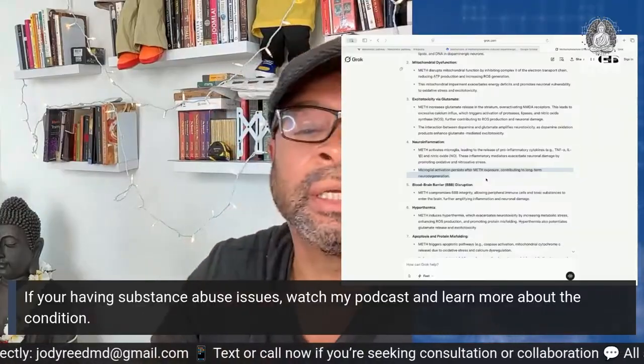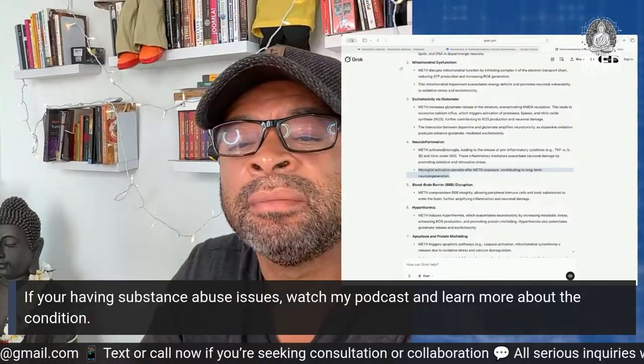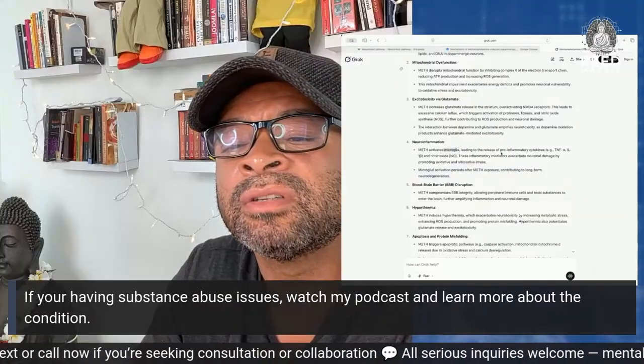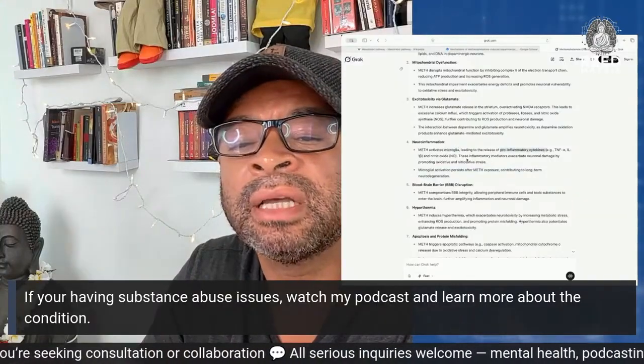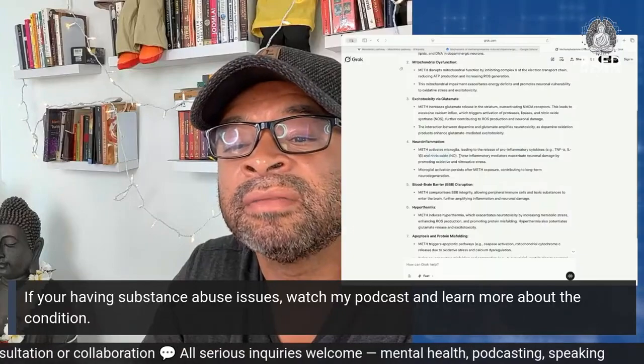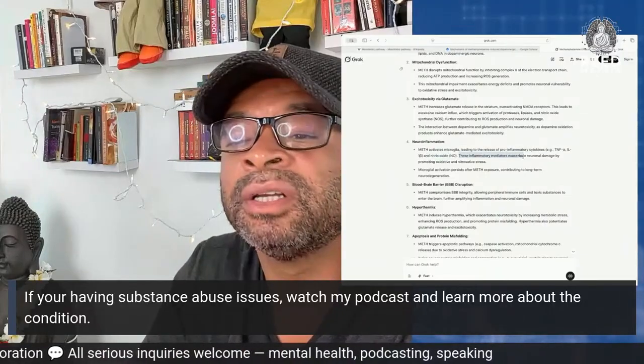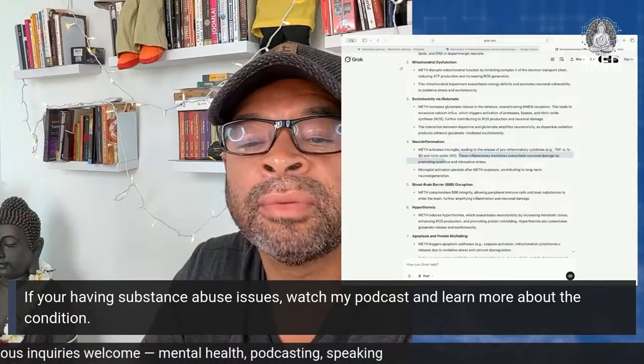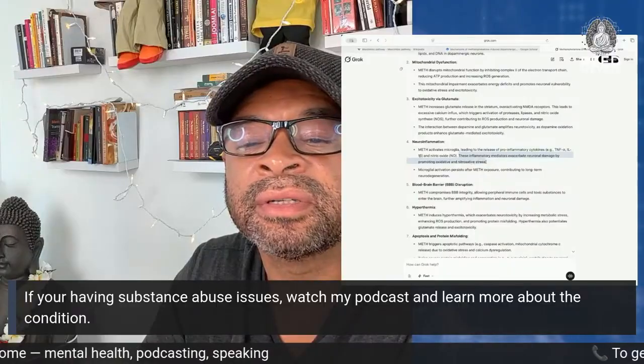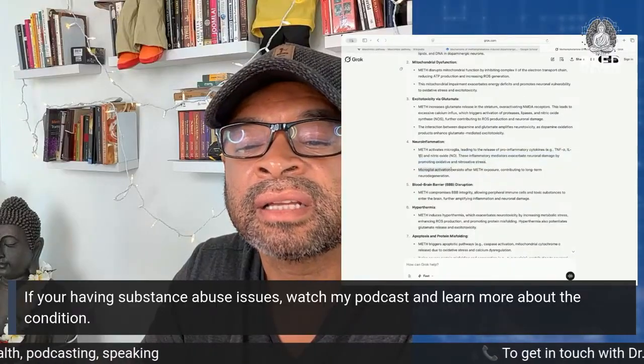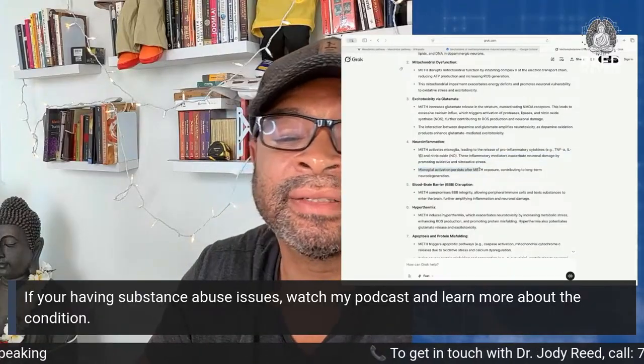So let me see this again. Meth activates microglia, leading to the release of pro-inflammatory cytokines and nitric oxide. These inflammatory mediators exacerbate neuronal damage by promoting oxidative and neural stress. Okay, it persists. Very interesting.